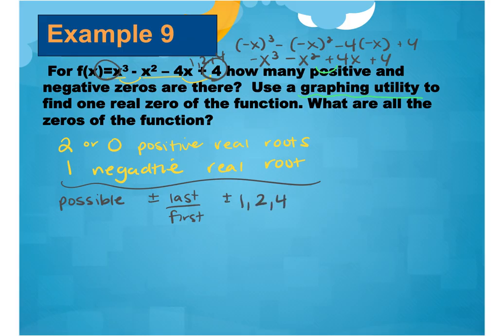Now, if I went without using my graphing utility to help me out at all, because I know there has to be one negative root, I would test the negatives first. So I would test -1, then -2, then -4 before I move to the positives. But we're going to use the graphing utility to find one of the real zeros.